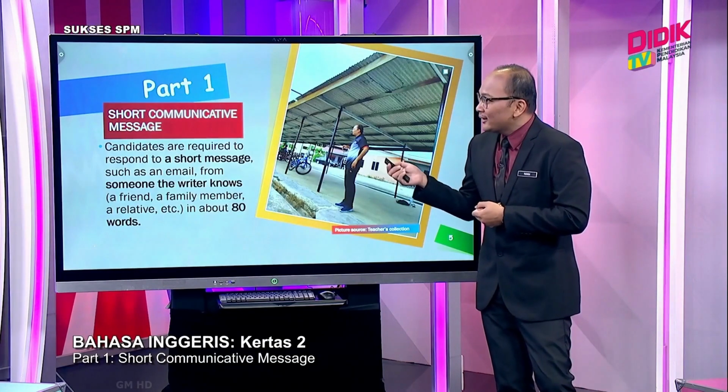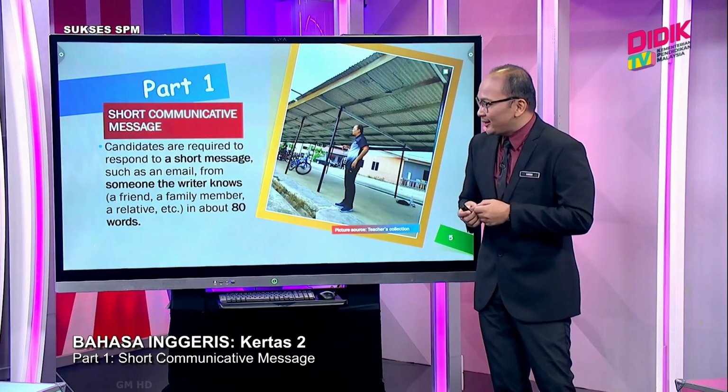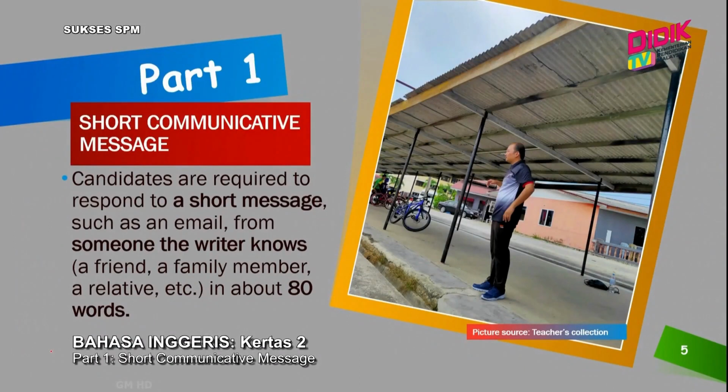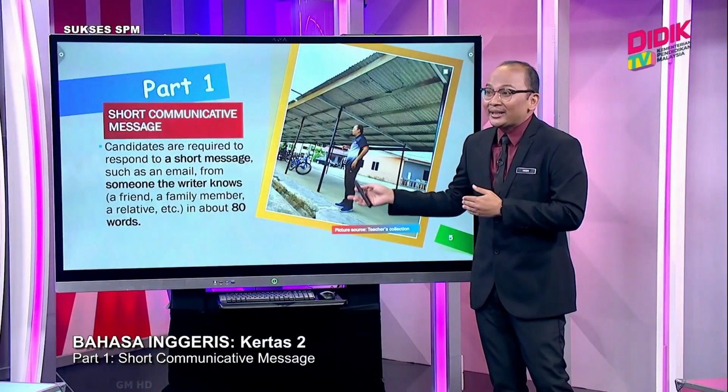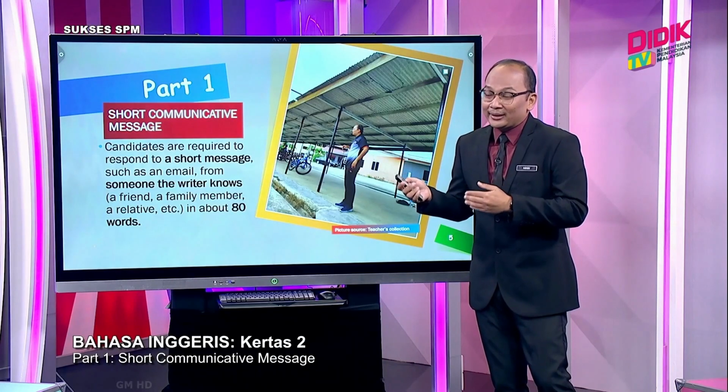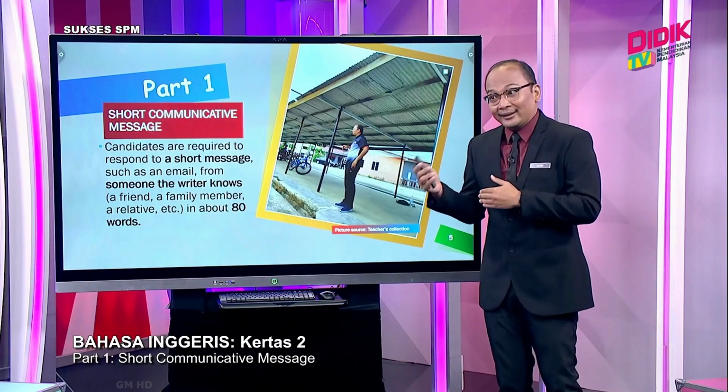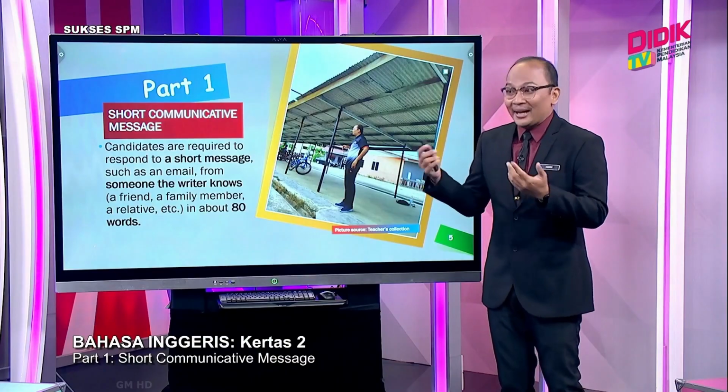The task: candidates are required to respond to a short message, such as an email from someone the writer knows, a friend, family members, a relative, etc., in about 80 words. So it's not compulsory for them to write 80 words; it's just an estimation. I see. So they can write about that and not too lengthy because of the time constraint. We need to follow that as well. Remember, whenever you are writing, time is also something you need to consider.